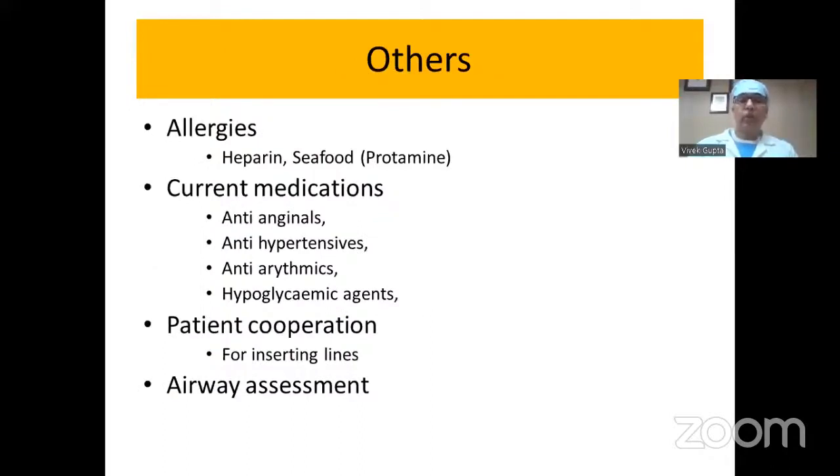Look for other allergies, especially allergy to seafood, because the patient can have a protamine reaction. Current medication: all anti-anginal, antihypertensive, antiarrhythmic, and anti-diabetic drugs. But remember, we should avoid any ACE inhibitors for these patients. Assess the patient's cooperation, which will help you to insert the lines on the day of surgery, and do a thorough airway assessment.